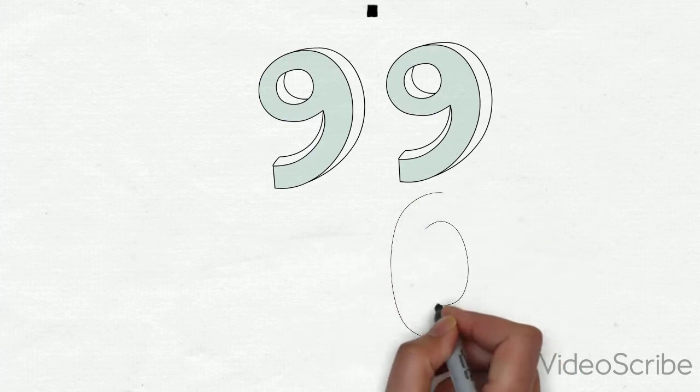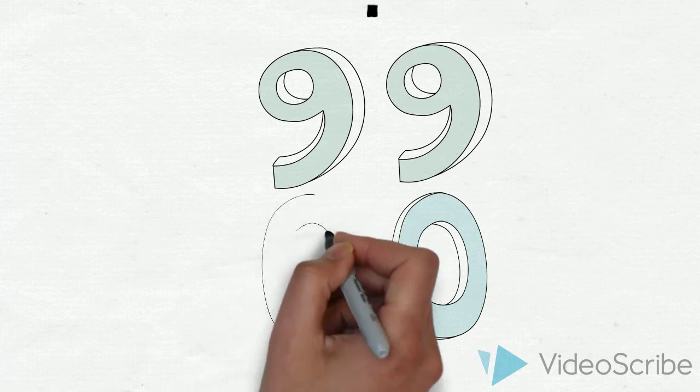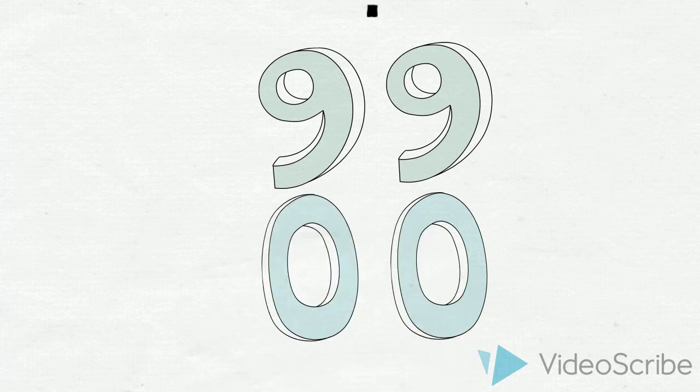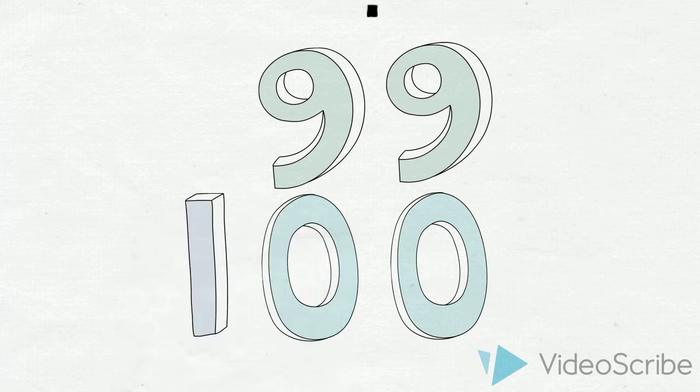Where once again we've got a problem. So what do? The same thing. 9 plus 1 equals 0, carry the 1. 9 plus 1 equals 0, carry the 1. 1 plus the invisible 0 equals 1, and now we have 100.